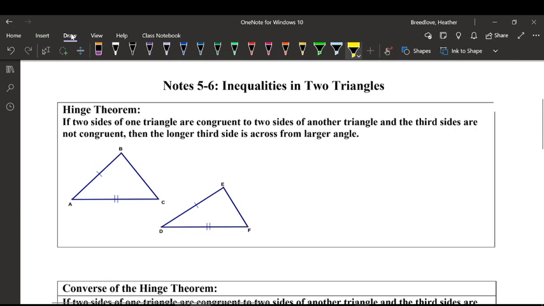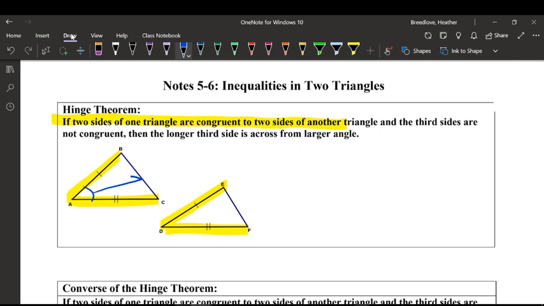All right, so the first condition is if two sides of one triangle are congruent to two sides of another. So you just make sure of that. So AB is marked as congruent to DE, and AC is marked as congruent to DF. So yes, two sides are marked congruent, and the third side is not marked congruent. So that tells us we can compare the sides.